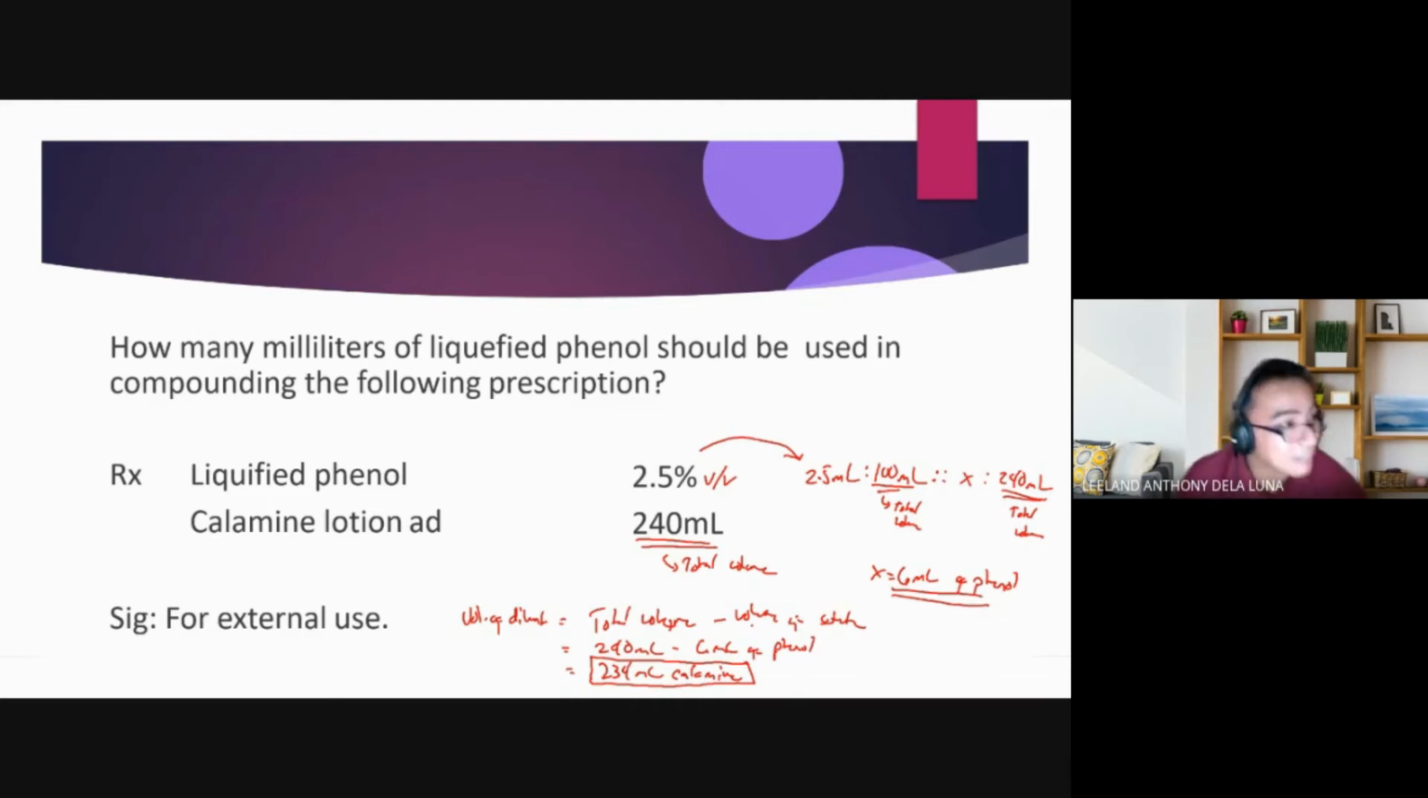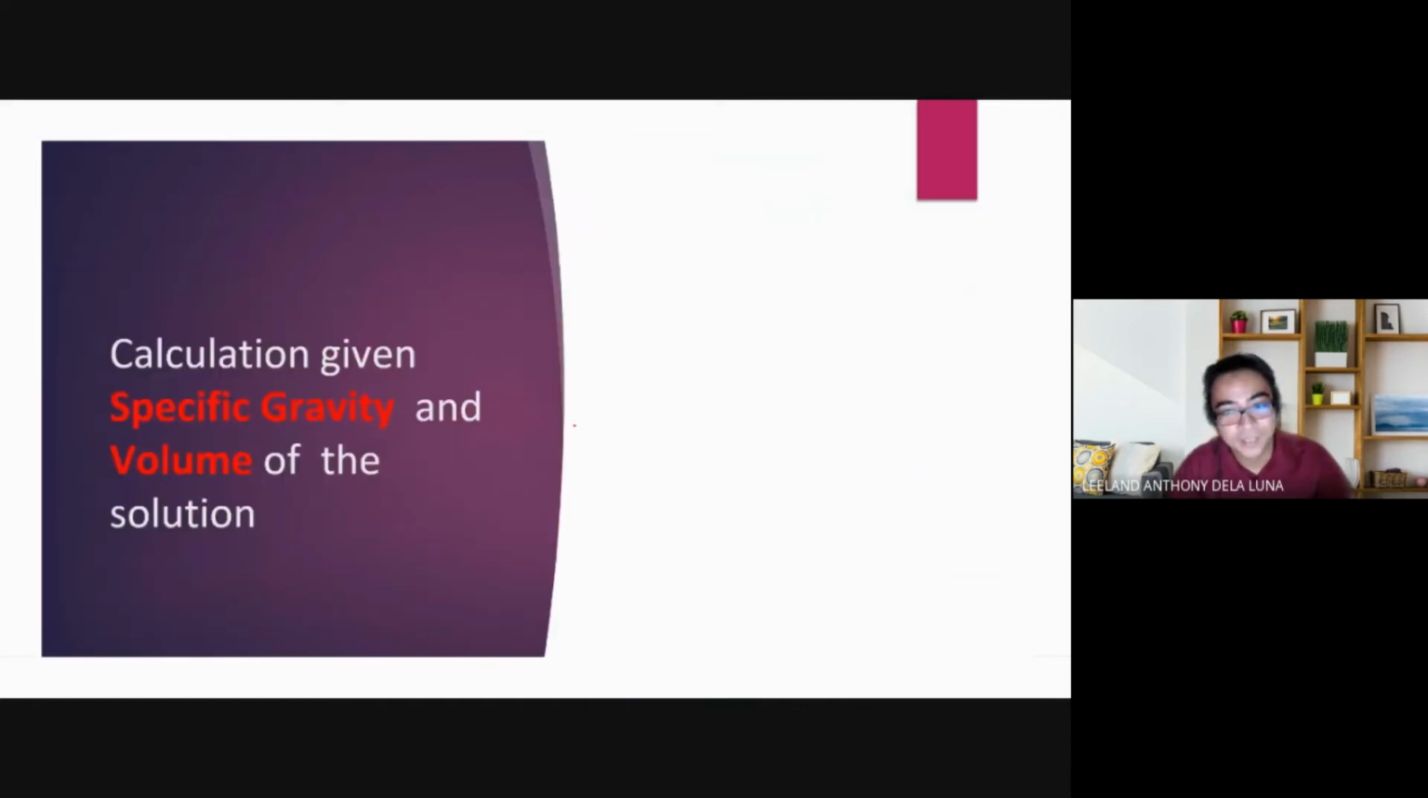Right, so nag-get sa class? Are we good? Okay, so ganun siya, class. Now, say for example, paano, class, kung naka-grams ito? Grams kunwari si liquefied phenol. Ang sabi dito is hindi siya volume per volume. Gram per volume pala to. So dito ngayon papasok ang importansya ni specific gravity para ma-convert mo siya to volume. So are we good? Are we clear? Okay. Next one.